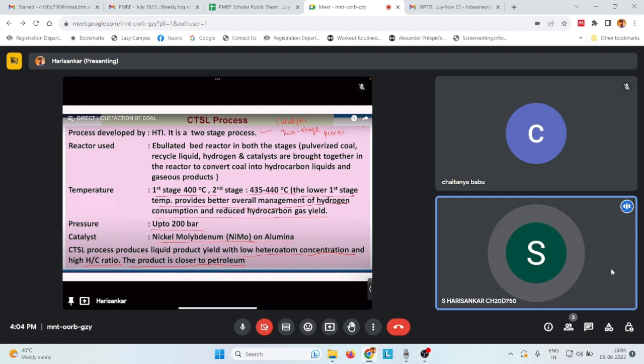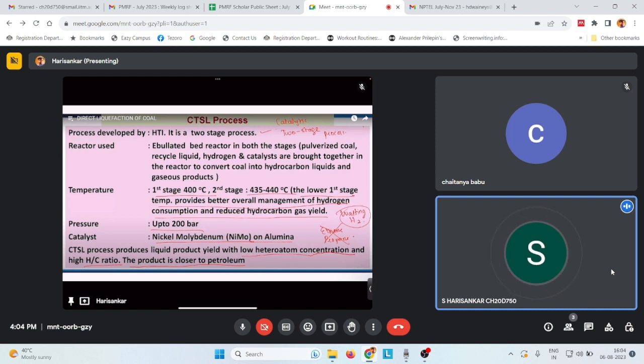By operating in two stages and slowly increasing the temperature, with only 400 in the first stage and a comparatively higher temperature in the second stage, you are not wasting any hydrogen. If you provide a very high temperature at the first stage itself, there are chances of hydrocarbon gases being formed, for example ethane, propane, and so on. So by effectively using two stages and slowly increasing the heat from stage one to stage two, you are conserving hydrogen by eliminating the formation of these hydrocarbon gases like ethane and propane. That is the big advantage of this CTSL process.